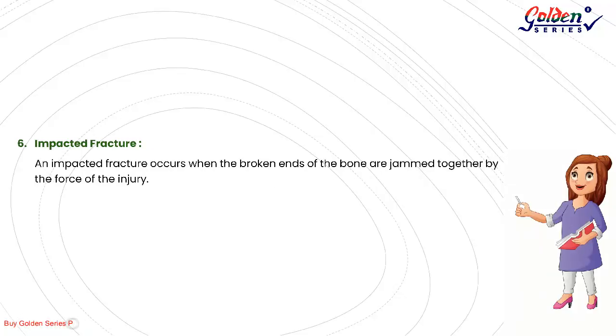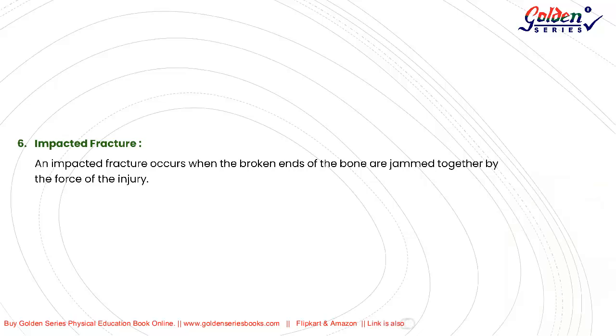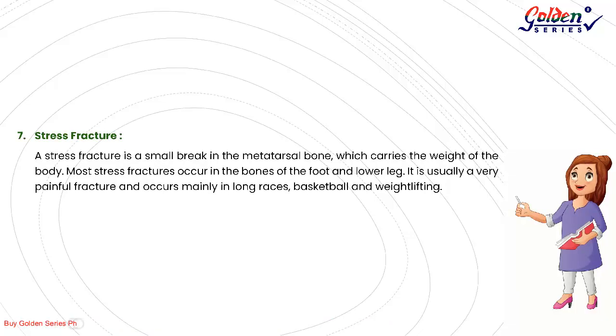Number 6. Impacted fracture. An impacted fracture occurs when the broken ends of the bone are jammed together by the force of the injury.